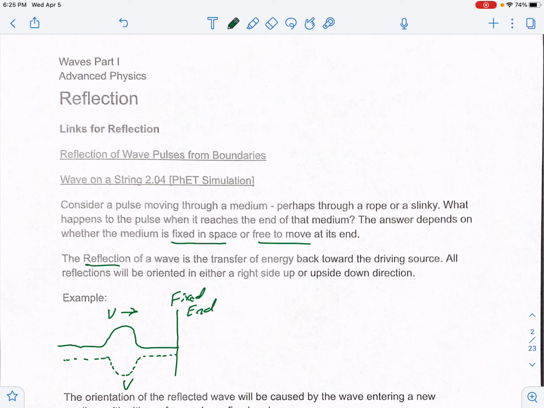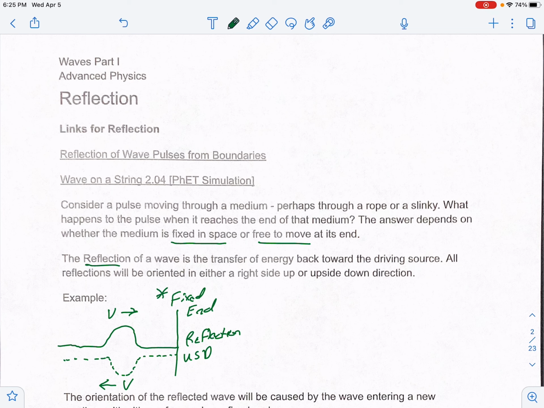Okay, so now my velocity, my pulse is going back towards the source, and my reflection, I'm not going to write this out, I'm just going to abbreviate it, is upside down, so USD, so upside down. So that is if it's with a fixed end.